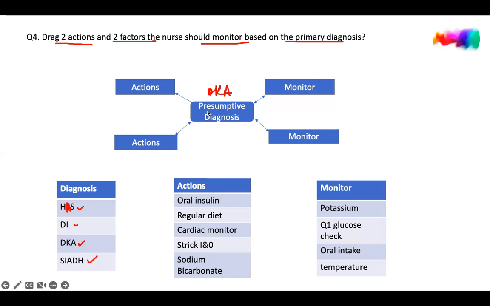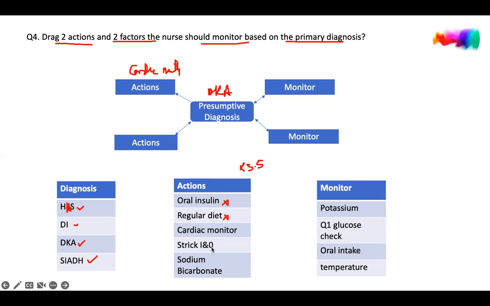Now, after you make the presumptive diagnosis, look at the actions. What should the nurse do? Should the nurse give the patient oral insulin? I don't think it's a good idea. Regular diet? No, not in DKA. Cardiac monitoring, I think is good. Their potassium is high, it's like 5.5. And the patient is dehydrated and lethargic. When you're correcting the problem, they can become hypokalemic. Therefore, cardiac monitoring can go here. So you pull it and you drop it there.